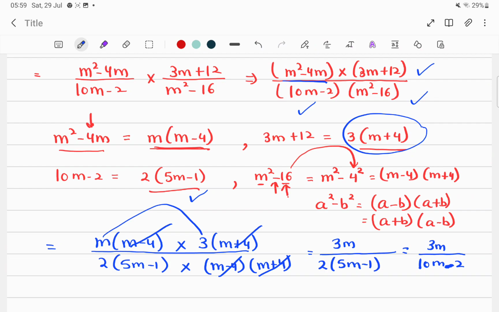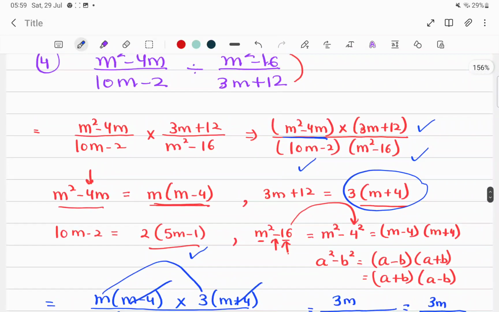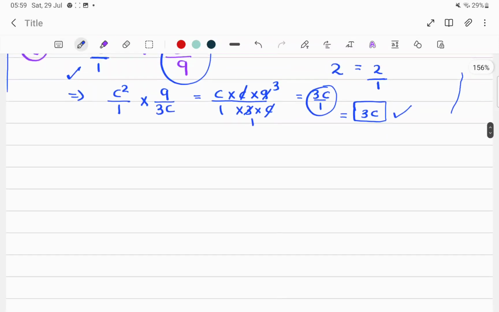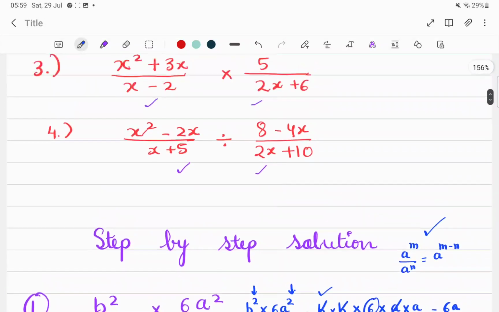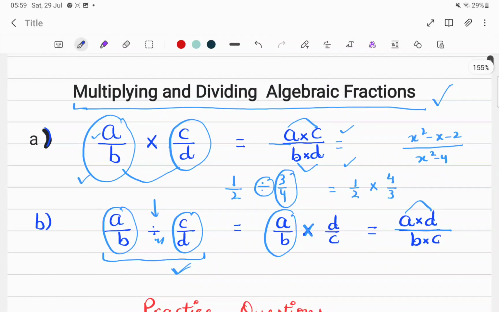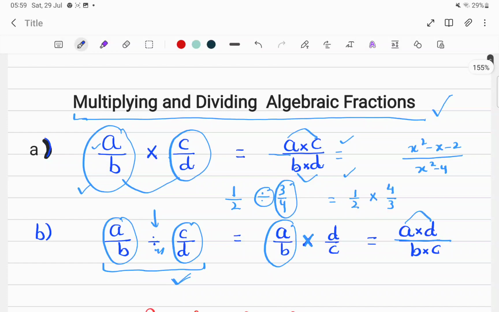So this was all about the multiplication of algebraic fractions and division of the fractions. The next video will be on the topic of adding and subtracting algebraic fractions. That will be the last topic in algebraic fractions, because we have already done simplification. Today we have done multiplication and division, and the next will be addition and subtraction.